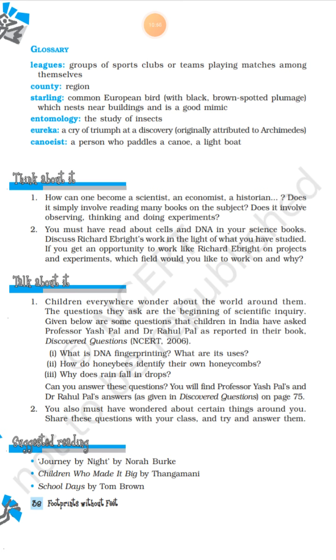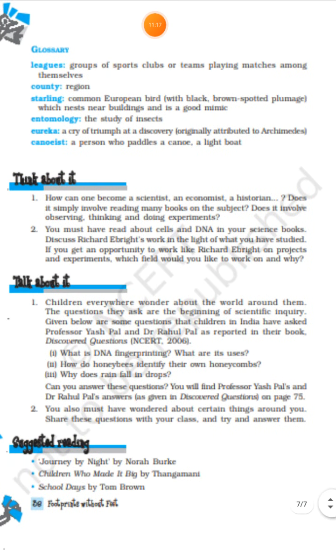How can one become a scientist, an economist, or a historian? Does it simply involve reading books? No. Does it involve observing, thinking, as well as doing experiments? See, remember, you must have read about the cells and the DNA in your science book. Discuss Richard E. Bright's work in the light of what you have studied. Do you get an opportunity to work like E. Bright in projects and experiments? Which field would you like to work in and why? So definitely now you would have got an idea of what to do.